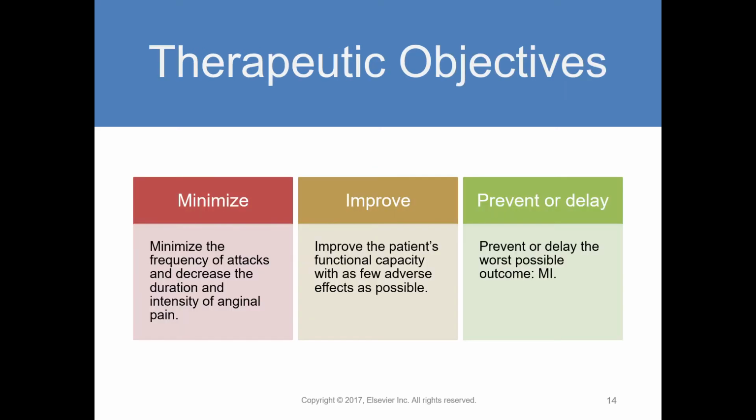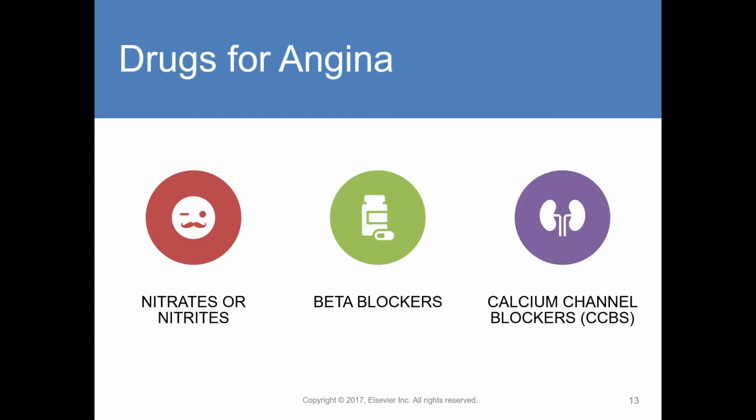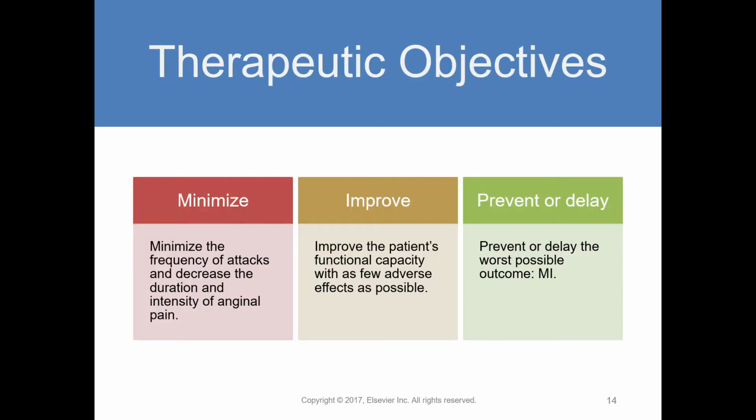All right. So the therapeutic objectives are going to be to minimize the number of attacks and decrease the duration of the angina, improve the capacity of the patient to move further distances and to have as few adverse effects as possible from the angina, and to prevent or delay the worst possible outcome, which is a myocardial infarction. Which is why I add into this lecture significantly more information than just these three drugs for angina. Because there's a lot of evidence out there that still requires maybe more research, but there's a lot of solid evidence that's going to point to a lot of things we can do to reach these therapeutic objectives.